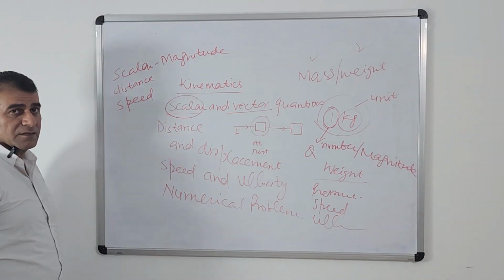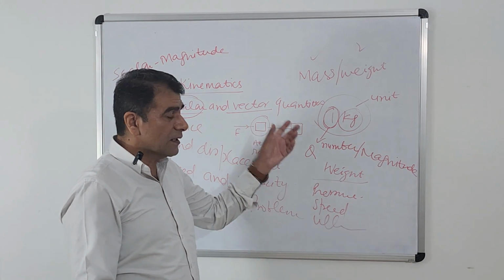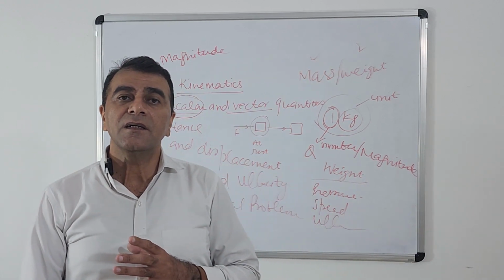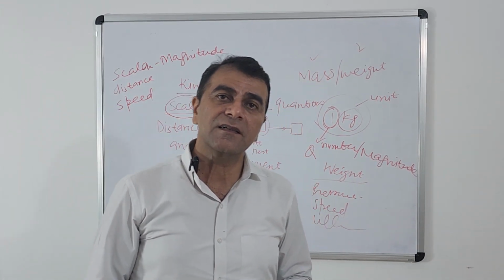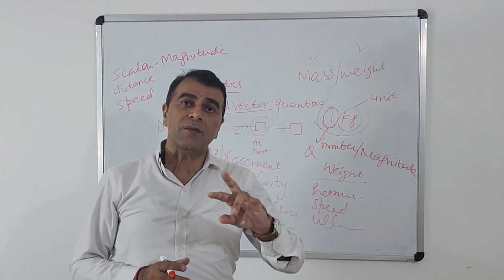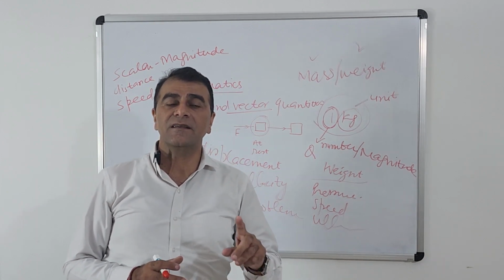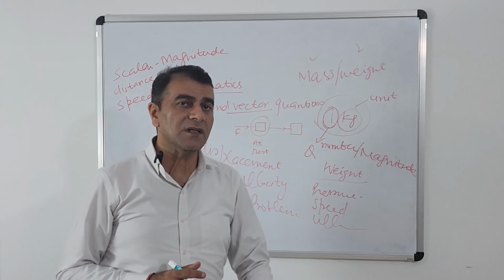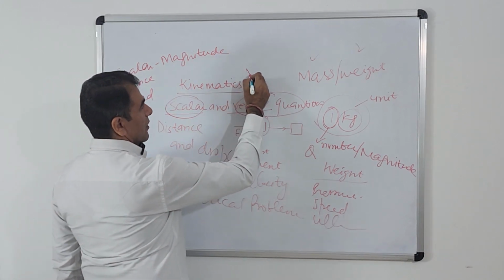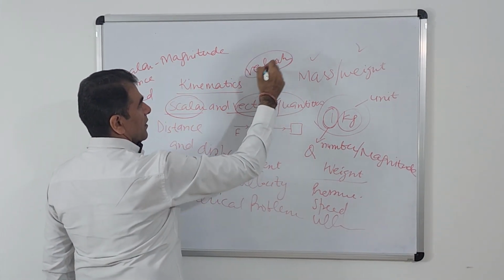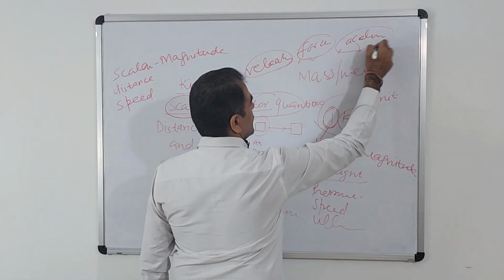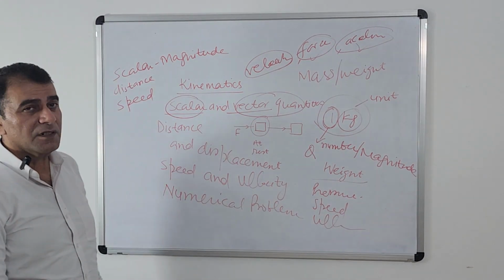Then if we come to vector quantities, what are vector quantities? Vector quantities are those which can be described by the magnitude as well as direction. So if a quantity can be expressed by magnitude as well as direction, then we call it a vector quantity, right? Examples are velocity, then force, of course, then acceleration, and so on. There are a lot of vector quantities.